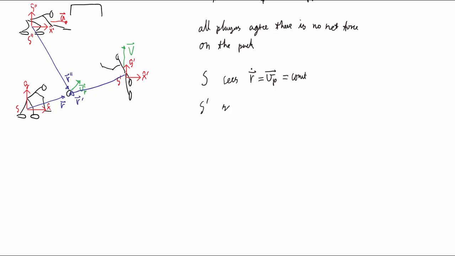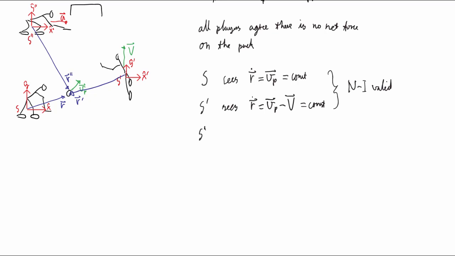Player S prime also sees r prime as a constant, but it's a different constant. It's vp minus its own velocity, but that's a constant. So in these two cases, anyway, Newton's first law is valid. It seems clear, because there's no net force, and we have constant velocities.